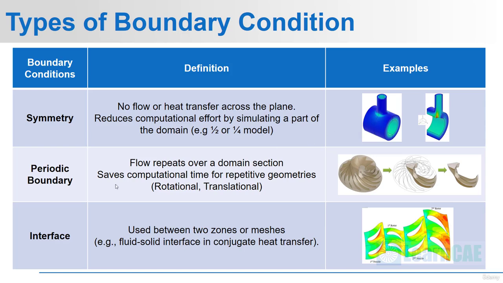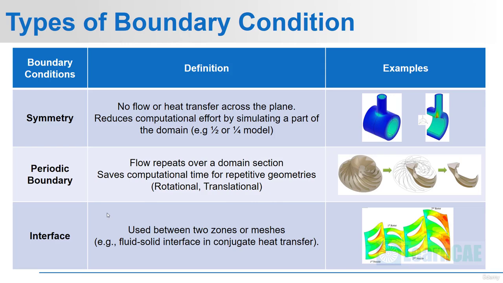The next one is periodic boundary condition. This can be used in domains where the flow repeats over the entire domain section. It saves computational time for repetitive geometries like turbo machine applications or heat exchanger applications like fin and tube and also in similar repetitive geometry applications. For example, in this image, the entire impeller is not solved but a single periodic sector is chosen and then CFD is solved only on this single periodic domain. It can be used for rotational periodic domain as well as translational periodic domain. Okay, this is about periodic boundary.